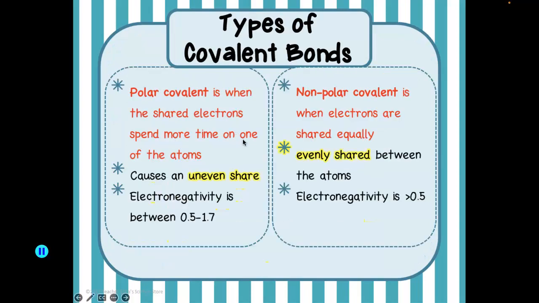Okay, so the two types of covalent bonds, just to overview: polar covalent is when the shared electrons are not evenly shared. They spend more time on one of the atoms than the other. It causes an uneven share, and this happens when the electronegativity difference is between 0.5 and 1.7. Nonpolar covalent is when electrons are shared equally between the elements that are part of the bond, and this is where the electronegativity difference is less than 0.5, and we'll look at electronegativity in just a second here.